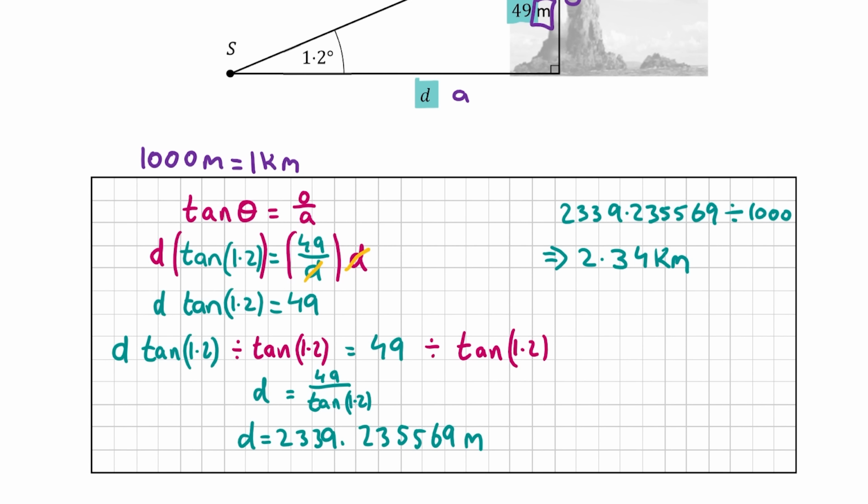The other way of doing that would be to convert the 49 meters to kilometers at the start, and then your answer would be in kilometers. It's all the same. Both ways, you should end up with 2.34 kilometers. So that's the horizontal distance D. That's our answer for part D of the question, and that was worth 10 marks.